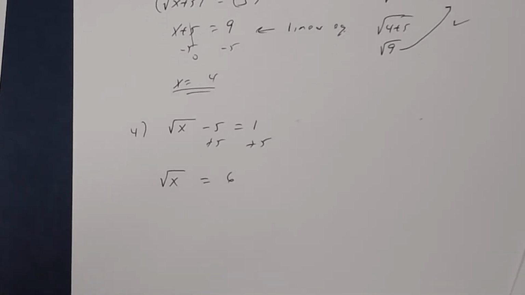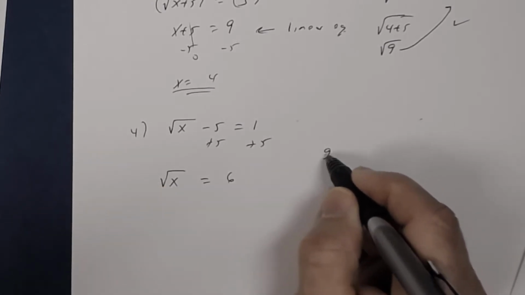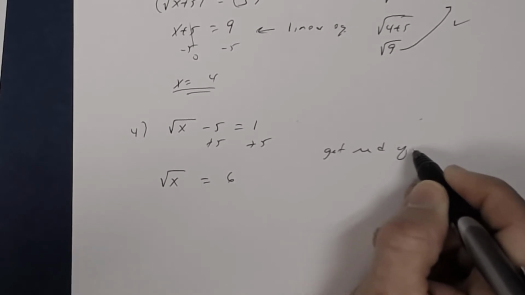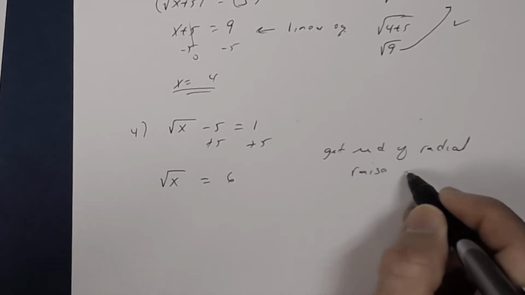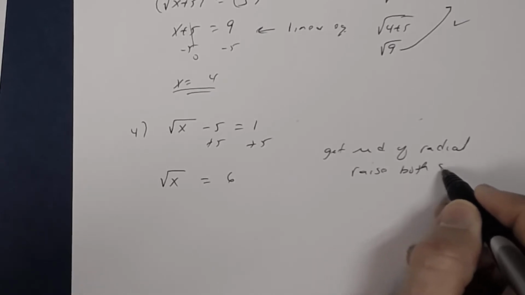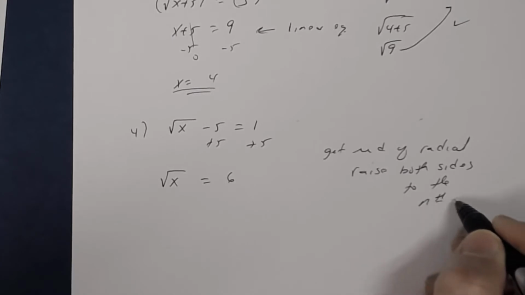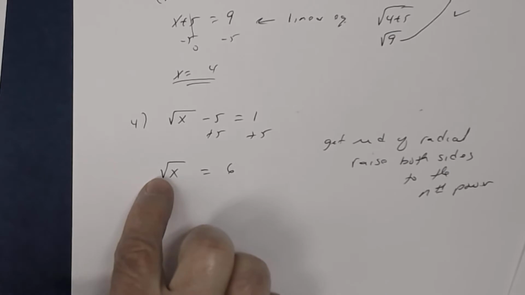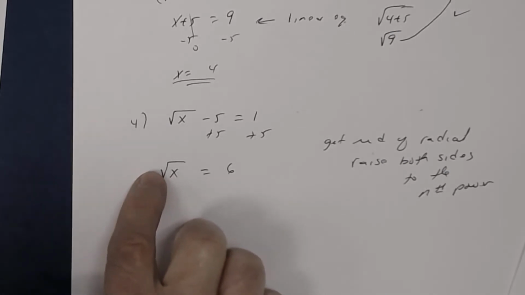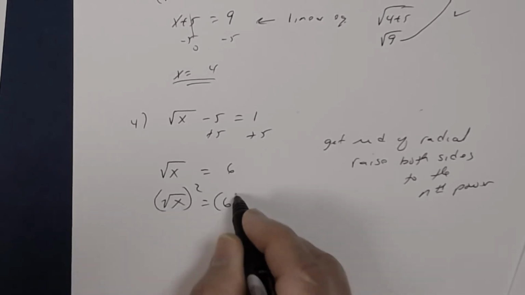Now what's the next step? The next step, remember, to get rid of a radical, you're going to raise both sides to a power. And we're going to say the nth power. The nth meaning the index. Okay? So, what's the index here? Square root. What's the index? 2. So I'm going to go ahead and rewrite this over. I'm going to square both sides.